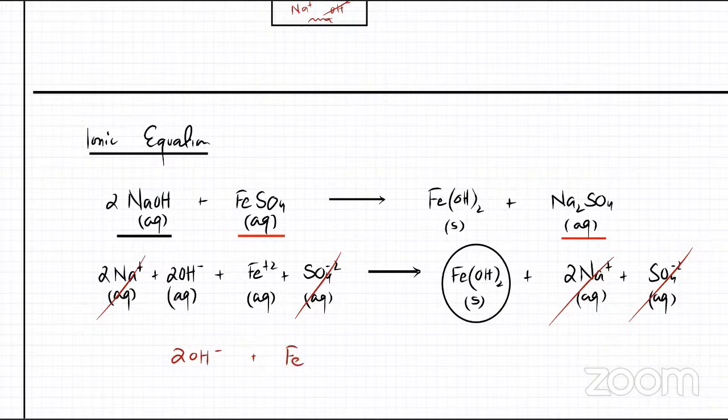So finally, your equation is 2OH- plus Fe2+, and your product is going to be Fe(OH)2, solid. So he had asked you to write the ionic equation there, so this is what you had to write there, okay?